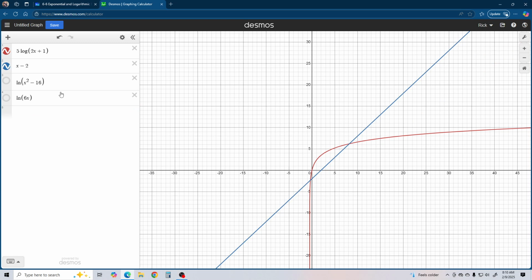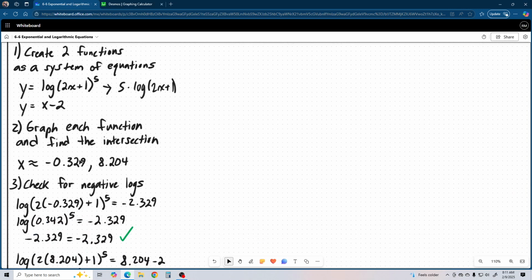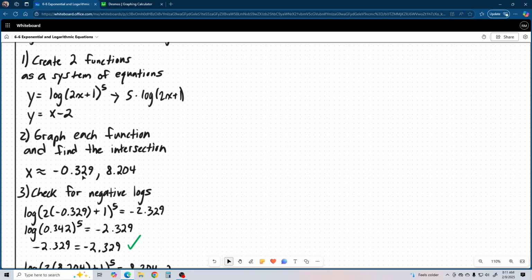All right, so now we have our two functions: 5 times log of 2x plus 1, and of course x minus 2. And now, what are our answers for x? Well, where do they intersect? We have a negative 0.3289, and then we have 8.2. So we go back here, we have our two answers: negative 3.29 and then 8.204. Perfect. Both rounded to 3 decimal places. The problem will tell you.